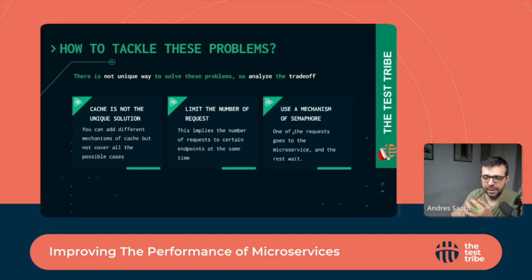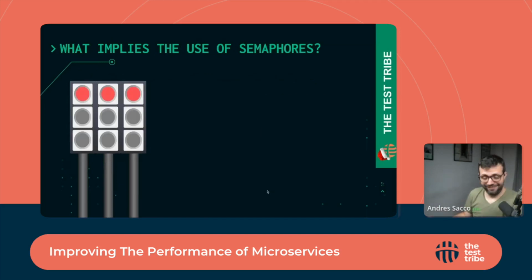So the last one is to use a mechanism of semaphore. It's like, at some point, deciding or delegating which of the requests pass and execute the entire flow, and which wait until everything is okay. So what does the use of a semaphore imply? Because it's not free. It has some cons and pros.